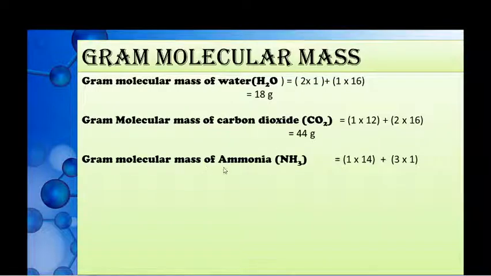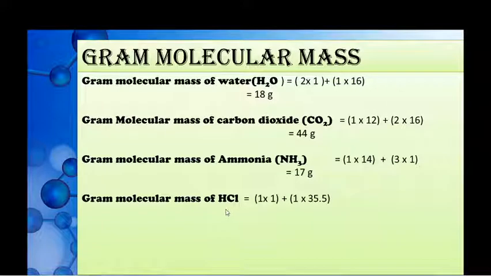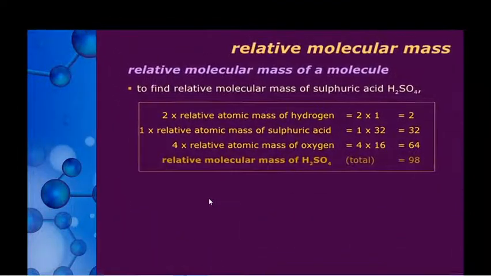Like that, the gram molecular mass of ammonia, NH3. Here 1 nitrogen, so 1 into the atomic mass of nitrogen, 14, plus we have 3 hydrogen, so 3 into the atomic mass of hydrogen, 1. So 14 plus 3, we got 17 gram. The next one is hydrochloric acid. Here 1 hydrogen, so 1 into 1, the atomic mass of hydrogen, plus 1 chlorine, 1 into the atomic mass of chlorine, 35.5. So we got 36.5 gram. The gram molecular mass of hydrochloric acid is 36.5 gram. So these are all important questions.